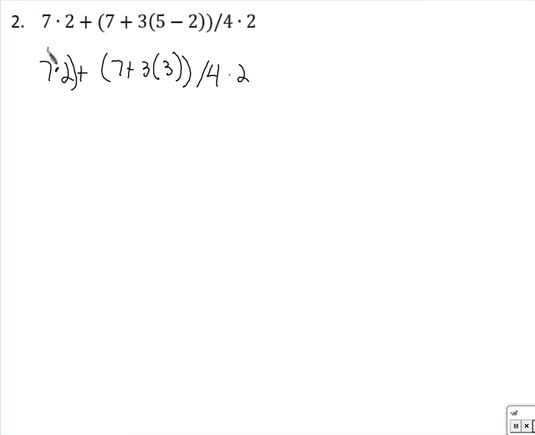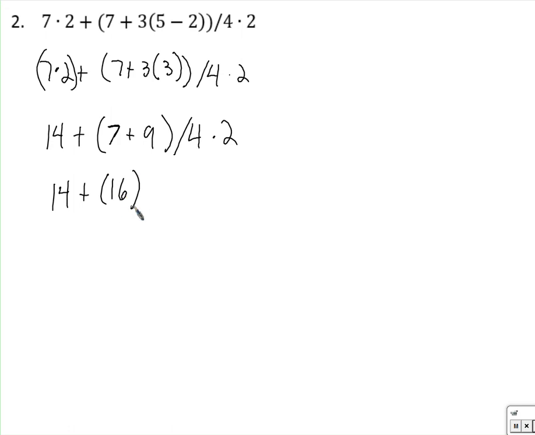I could put parentheses around that. But because of the order of operations, those parentheses would be a little bit redundant because 7 times 2 comes first. So there we have 14 plus, and then we got 7 plus 9. Right? The order of operations tells us not to add 7 and 3 first because 3 is multiplied by 3, so let's do multiplication first. 14 plus 7 plus 9 is 16.